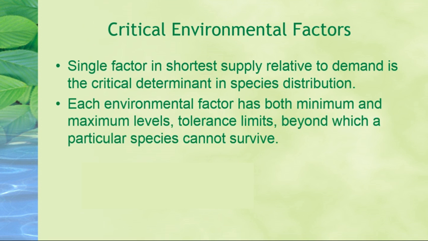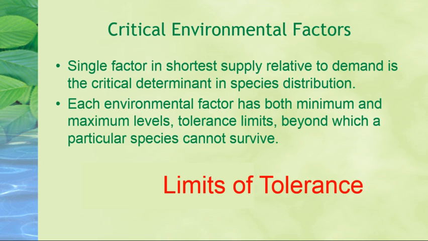Okay, so each environmental factor, though, has a minimum and maximum level, right? And these are called the tolerance limits. Each individual species, and sometimes each individual, has a range of things that they can tolerate, and outside of those limits, things do not go well, right? And so that range is called the limit of tolerance.